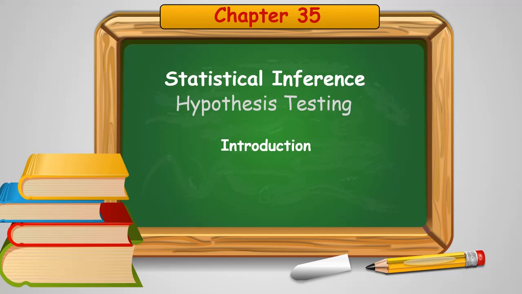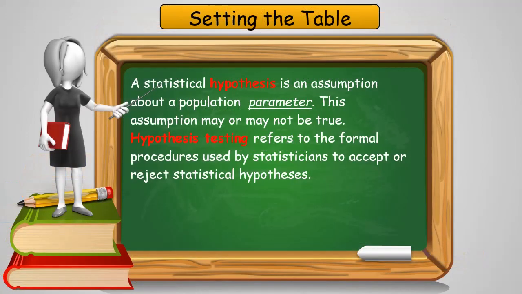In this section now, we'll begin the topic of hypothesis testing, and this chapter is an introduction to this. So, a statistical hypothesis is an assumption about a parameter of the population, and that assumption may or may not be true. So hypothesis testing refers to the formal process that a statistician goes through to accept or reject a statistical hypothesis.